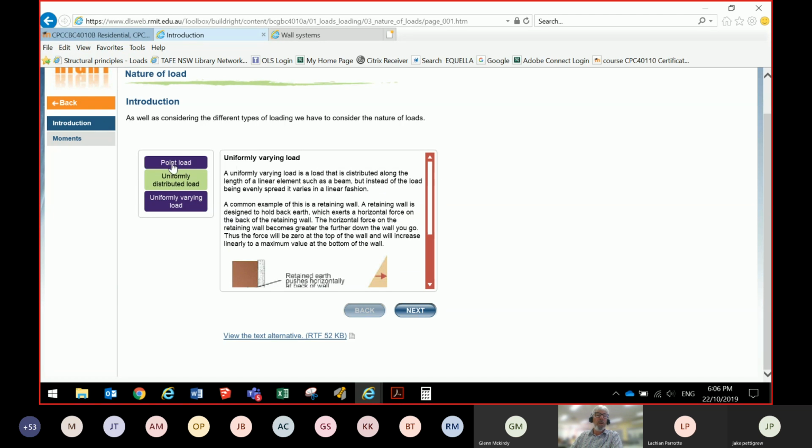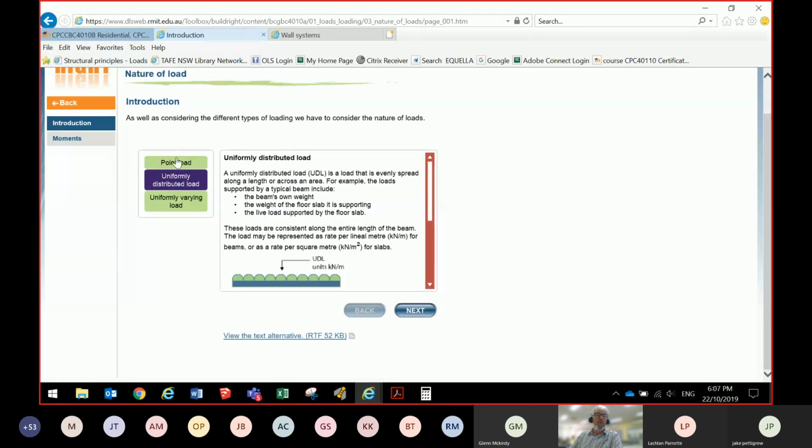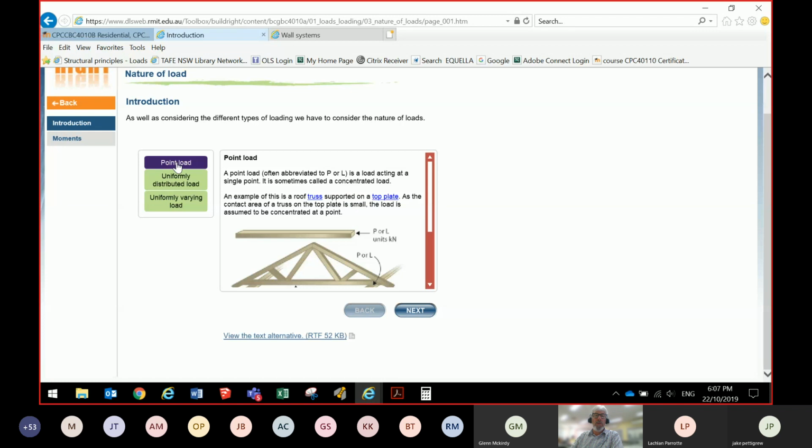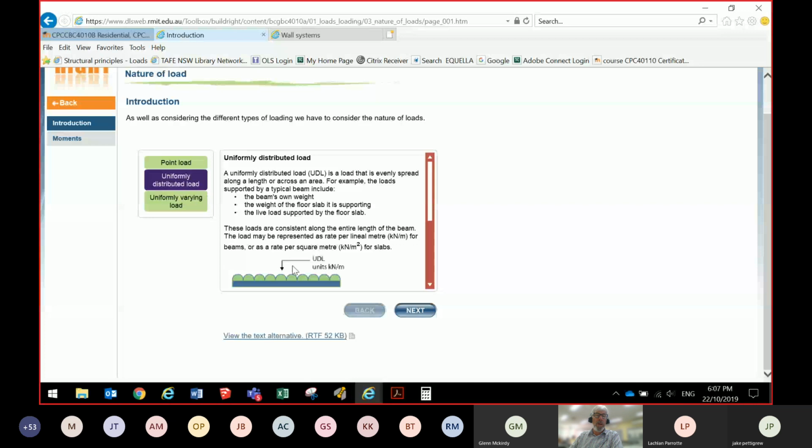So there's three new terms that I've introduced to you there: point load, uniformly distributed load, and uniformly varying load. Mostly we will be familiar with point load. You're all familiar with that because when you build something, you have your load coming down onto a point and you put in your fasteners and things like that. But a uniformly distributed load, remember, that's just a large weight that's spread over a big area.